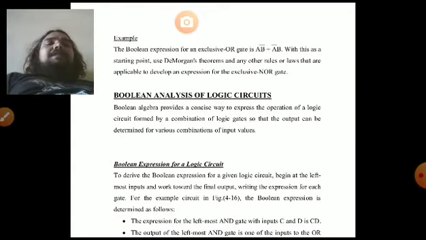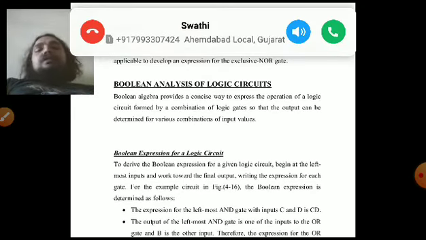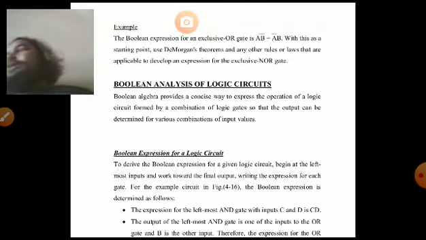Example: the Boolean expression for an exclusive OR gate is a into b bar plus a bar into b. Using this as a starting point, use De Morgan's theorems and any other rules or laws that are applicable to develop expressions for the exclusive OR gate.